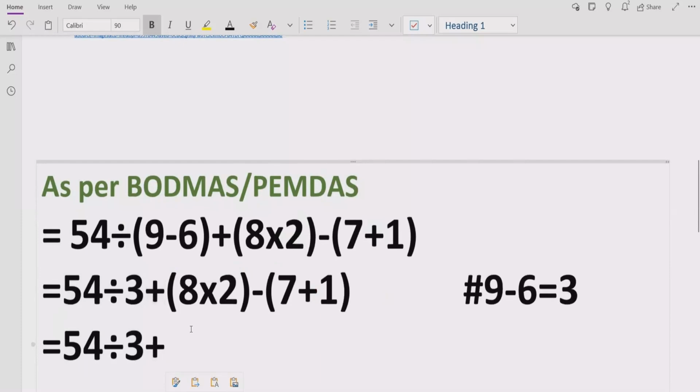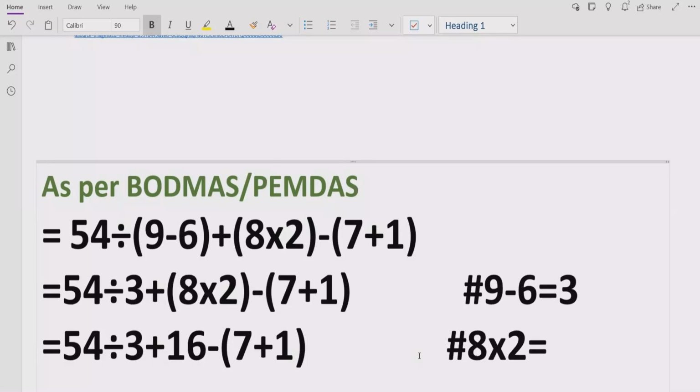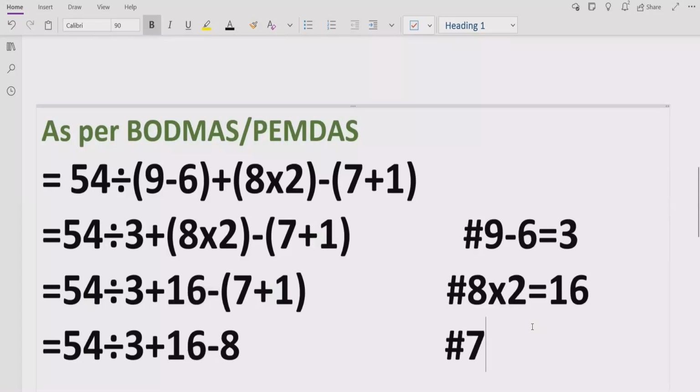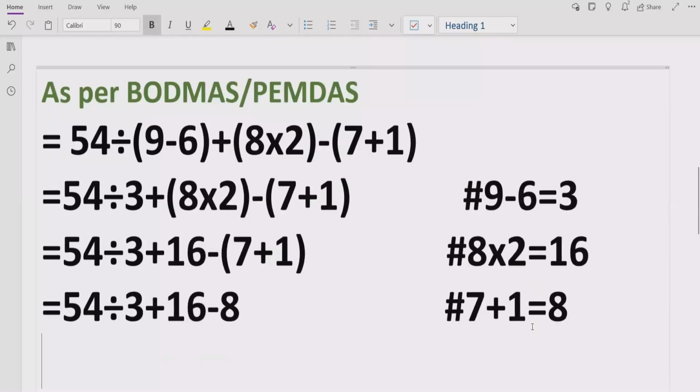Second bracket, 8 multiplied by 2, which is equal to 16. And this part we will write as it is. 8 multiplied by 2 equals 16. Now, move forward to solve the last bracket. So, we will solve this one. 7 plus 1 equals 8. Now, move forward. 7 plus 1 equals 8.